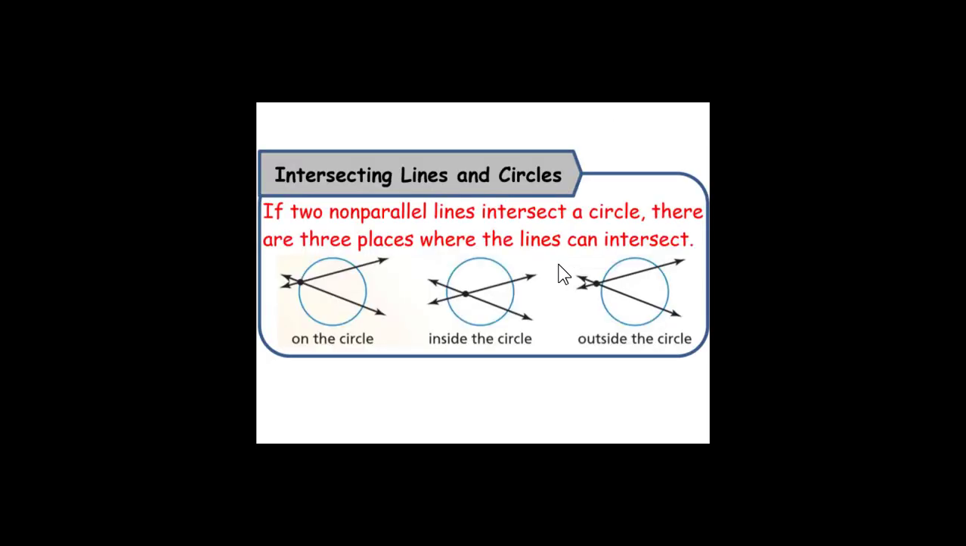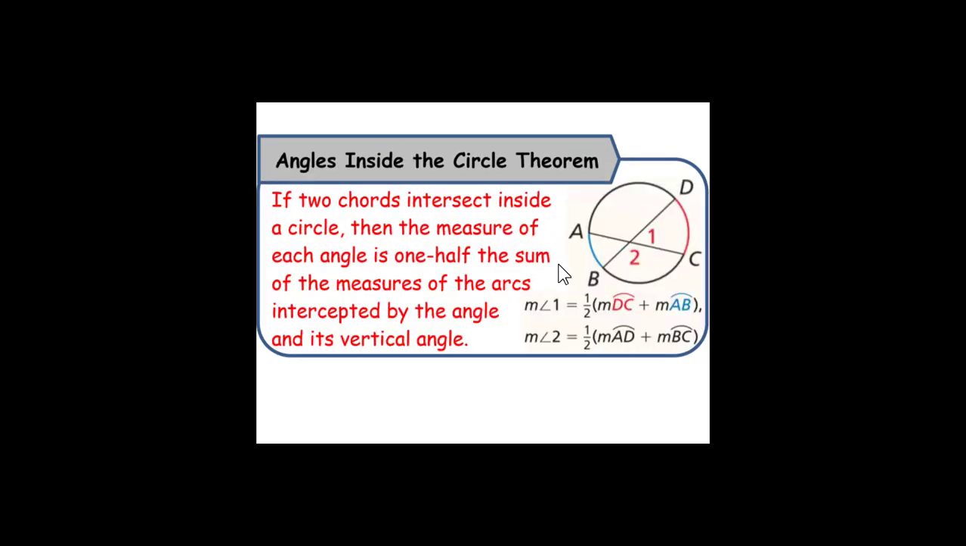Intersecting lines and circles. If two non-parallel lines intersect a circle, there are 3 places where the lines can intersect: on the circle, inside the circle, or outside the circle. The angles inside the circle theorem. If two chords intersect inside a circle, then the measure of each angle is 1/2 the sum of the measures of the arcs intercepted by the angle and its vertical angle.